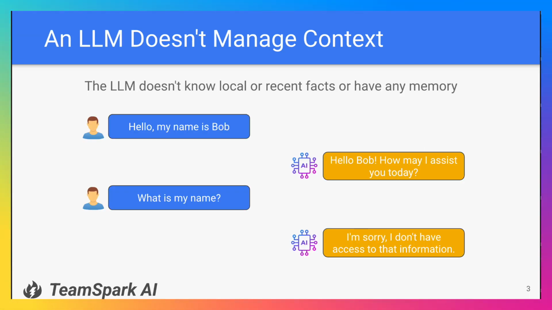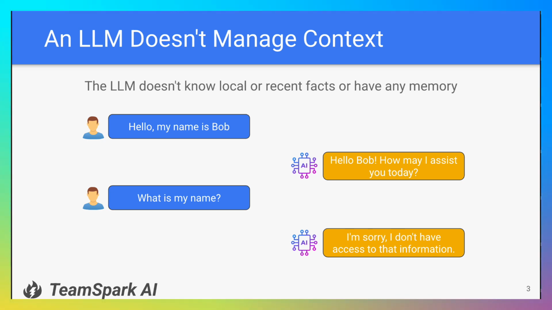So first of all, it's important to understand that the large language models don't manage context. They don't have any local or recent facts or any memory. They're trained on large amounts of data, and they can give you back answers based on that data, typically not great with factual answers, and certainly nothing that's not in that data set.